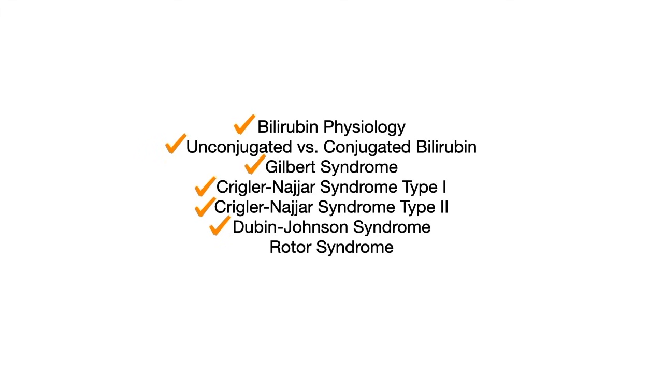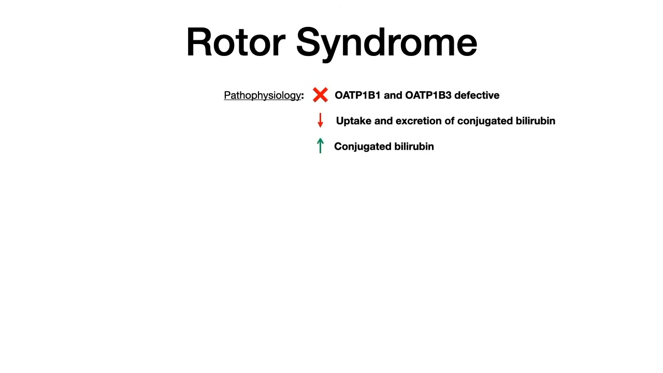So that's Dubin-Johnson syndrome. And Rotor syndrome is pretty similar. Rotor syndrome, the problem is that you have 2 different polypeptides that are defective. You have the OATP1B1 and OATP1B3. They're both defective. Those are similarly responsible for the uptake and excretion of conjugated bilirubin from the liver. So just like Dubin-Johnson syndrome, if you have a problem getting that conjugated bilirubin out of the liver because you can't excrete it, you're going to have an elevation in the conjugated bilirubin because since it can't get out, it's just sitting around.